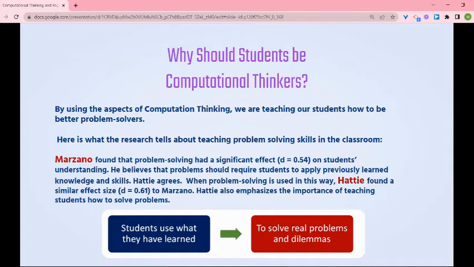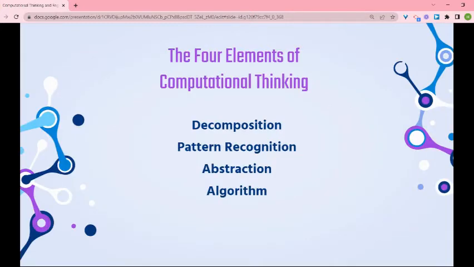And Hattie also emphasizes the importance of teaching students how to solve problems. Students use what they have learned to solve real world problems and dilemmas. So there's a lot of research around the inclusion of problem solving and, by extension, computational thinking in your classrooms.